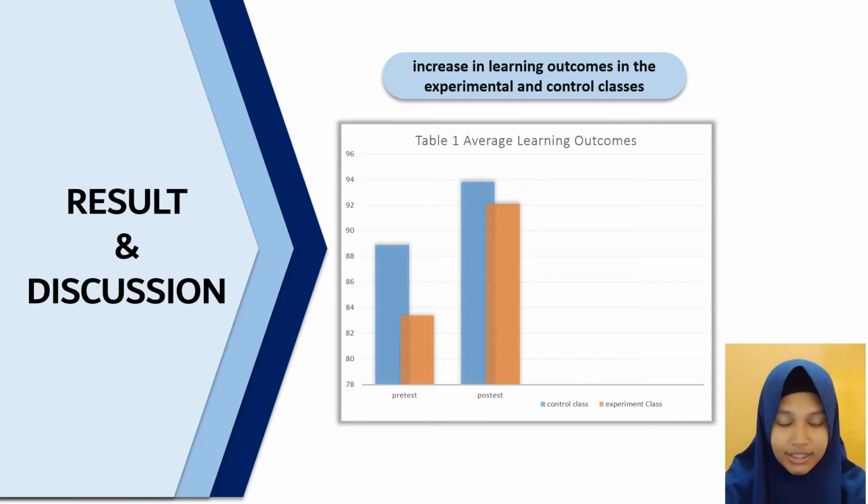Results and discussion. To analyze the learning outcome of students in Indonesian subjects, pre-test and post-test were carried out. The findings show that there is an increase in learning outcome in the experimental and control class. The average learning outcome of students in the experimental class were 83.4 for pre-test, 92.1 for post-test, while in the control class they were 88.9 for pre-test and 93.8 for post-test.